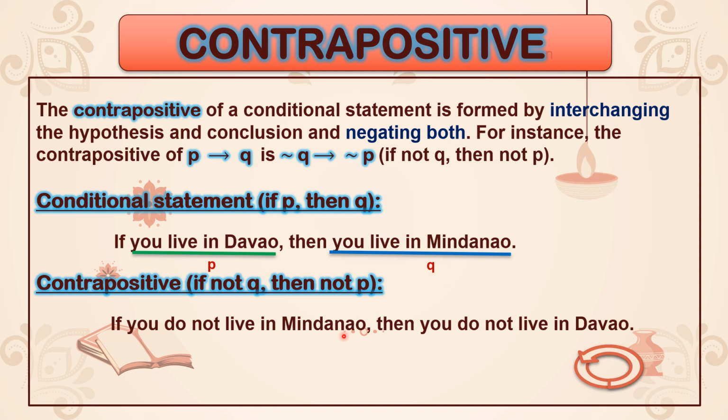So, kung mapapansin nyo, yung ating conclusion napunta na sa first statement. Okay, yung you live in Mindanao dito, napunta na siya sa first statement ng contrapositive, pero naka-negate na siya. Okay, so nagkaroon ng do not. So naging statement niya, if you do not live in Mindanao. And then, pagdating naman po dito sa second statement natin, yung hypothesis natin ay naka-negate na din and naging you do not live in Davao. So, ayan na po yung ating conclusion. Ito naman po yung ating hypothesis.